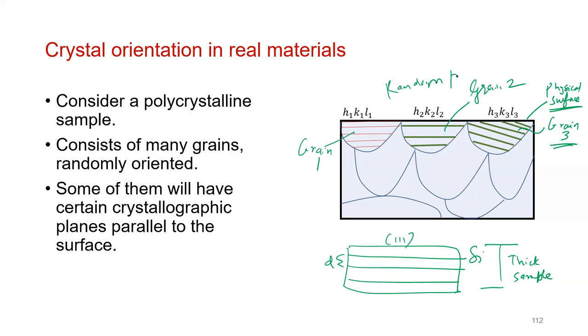Sir, I just wanted to ask, even if this is a pure substance and we are saying that this is a polycrystalline sample, each of the individual crystals will have the same crystal structure, right? Yeah, it's just the same crystal structure. It's just that they're oriented differently.